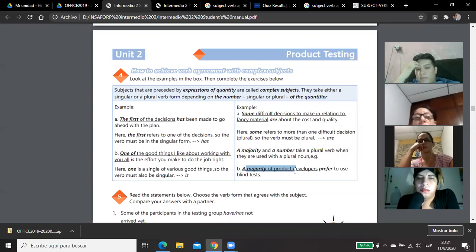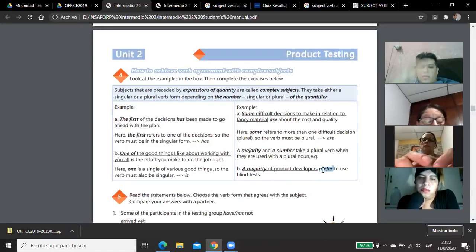I think that the refer is one group. Okay, so we refer here to a majority of product developers. They're plural, okay. So a majority and a number take a plural verb. So here, if we have a plural noun, we use a plural verb, and if we have a singular noun, we use a singular verb, all right? A majority of product developers prefer, that's plural. Good, thanks for sharing, Jonathan.